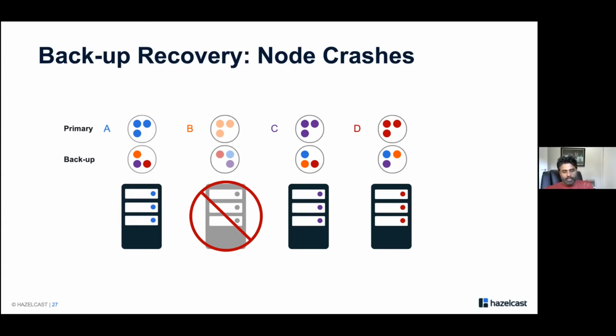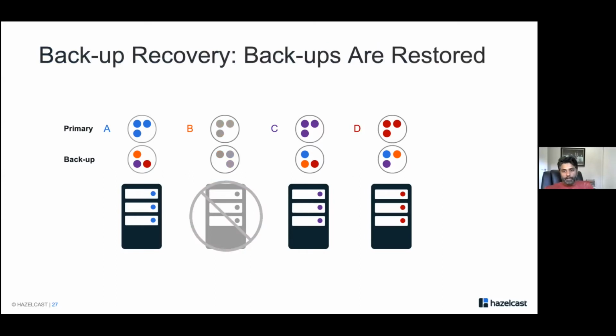Now, once a node is decided to be out of the cluster, what happens? Node B had 3 orange primary partitions, which were backed up on nodes A, C, and D. As soon as a node is detected to be out of the cluster, the backups are activated and the data is restored from the backups. What that means is moving these partitions from backup space into primary space.